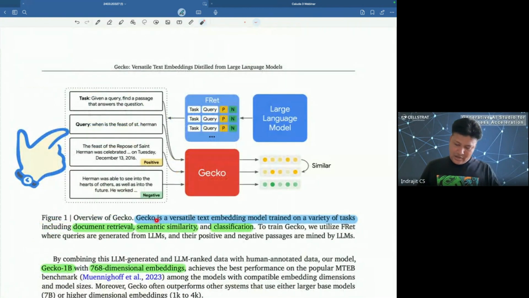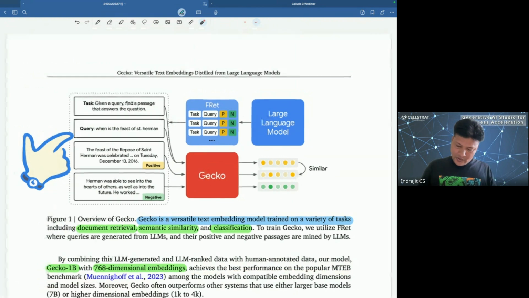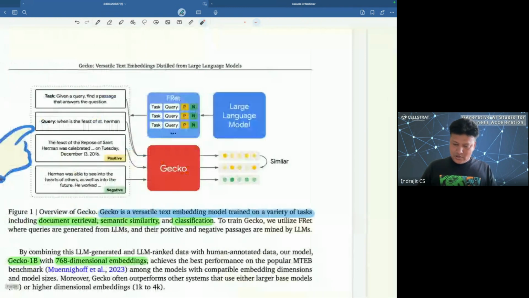By combining LLM-generated and LLM-ranked data with human annotated data, our model Gecko 1 billion with 768 dimension embeddings achieved the best performance on the popular MTEB benchmark among the models with compatible embedding dimensions. Okay, that's the idea here.